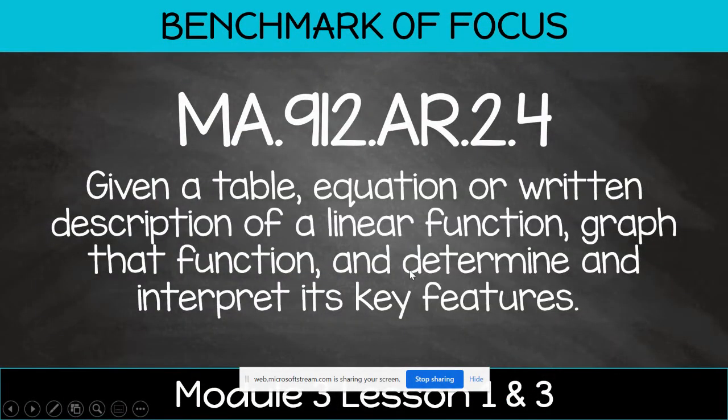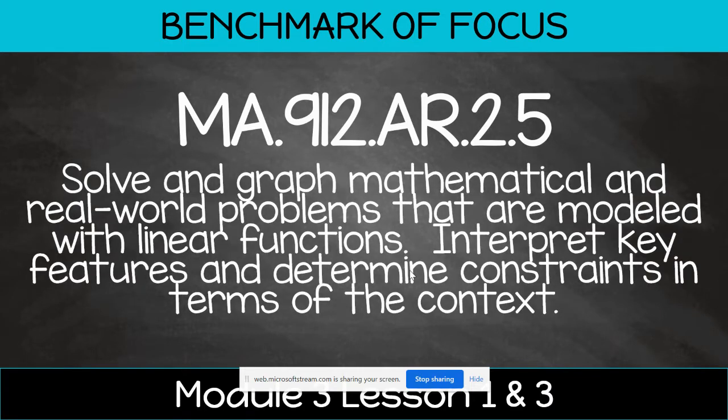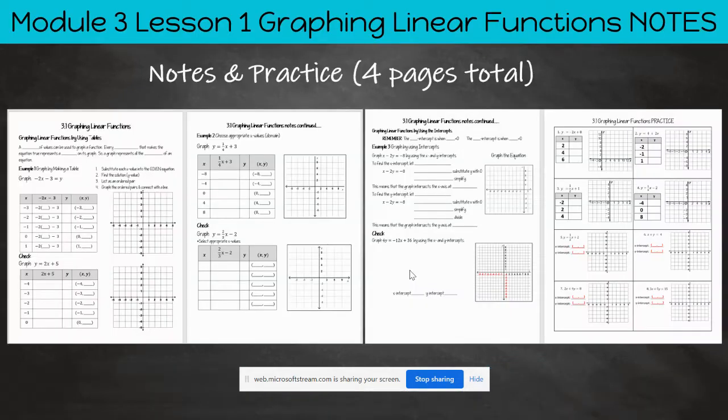All right, so today we're going to cover benchmarks AR 2.4, which is given a table, equation, or written description of a linear function, graph that function, and determine and interpret its key features. We're also going to learn about AR 2.5, which is solve and graph mathematical and real-world problems that are modeled with linear functions, interpret key features, and determine constraints in terms of the context. So these are both in Module 3, Lessons 1 and 3.